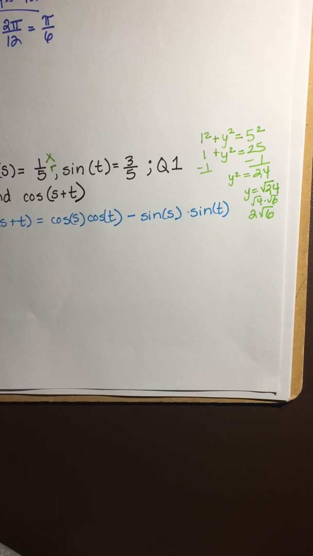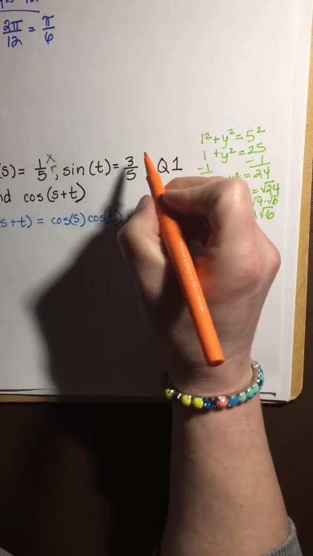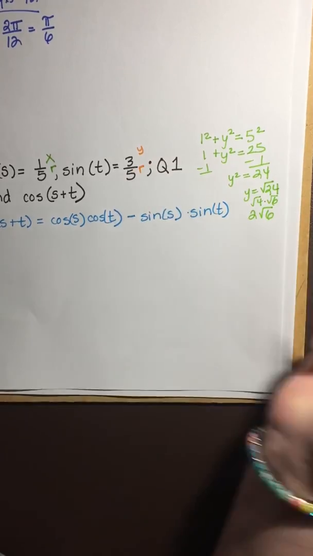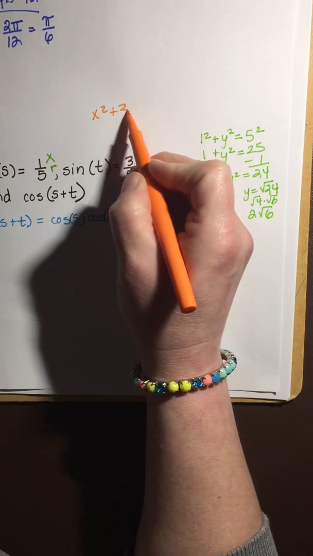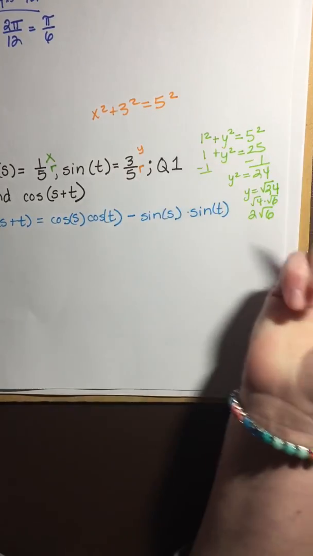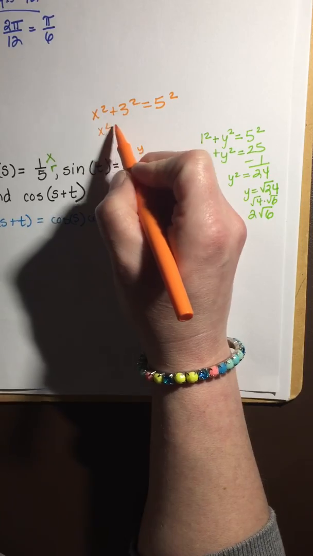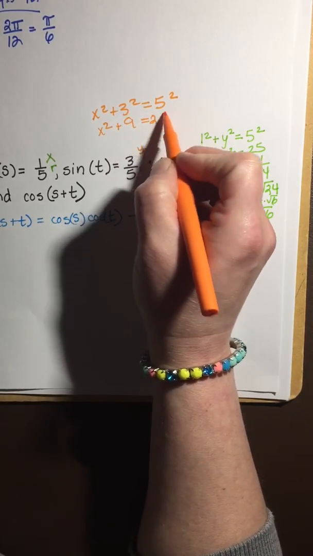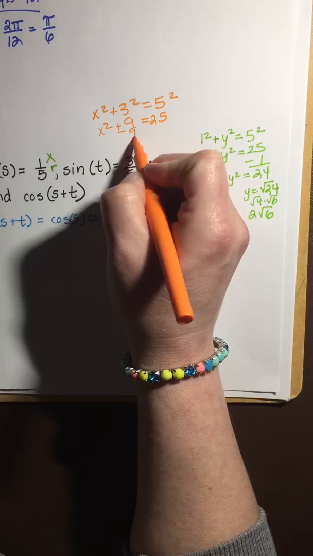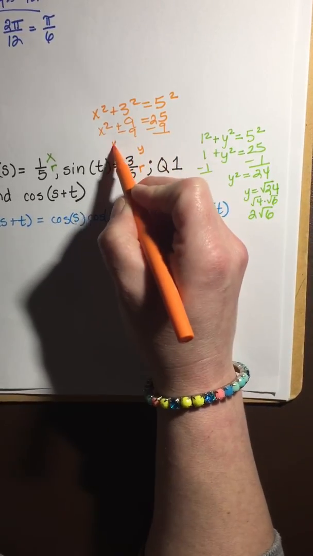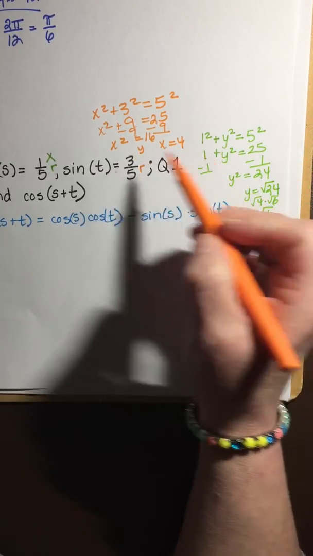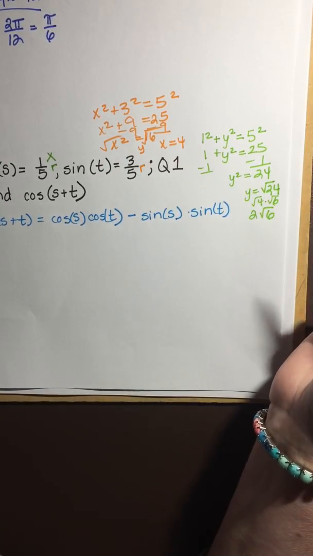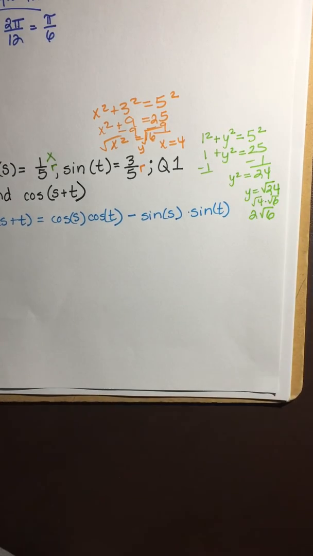All right, now let's do it for the sine. So sine is y over r. So we would have x squared plus 3 squared equals 5 squared. We're very familiar with this one. So x squared plus 9 equals 25. Subtract 9. We get x squared equals 16. So x is going to be 4. And like I said, we're in quadrant 1 and everything is positive. So now that we have our y and we have our x, we can do this.